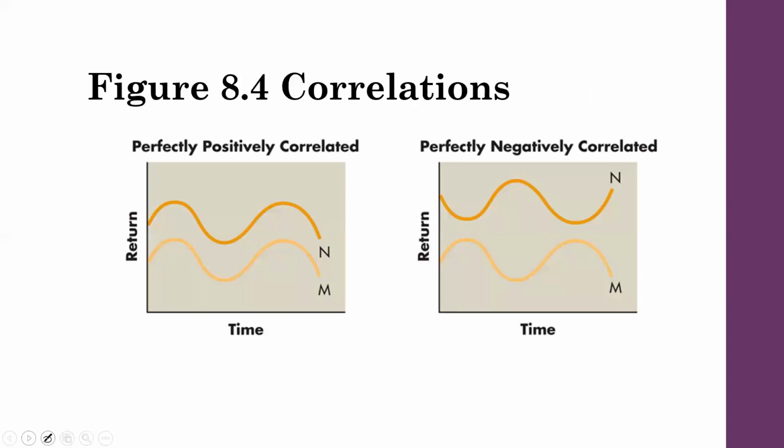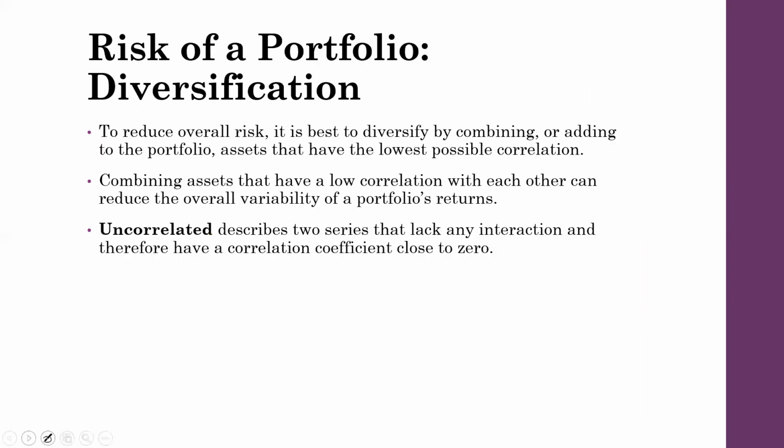So just looking at the graph can tell us how it's correlated. Perfectly correlated, the two stocks are going in the same direction. When they are not going in the same direction, they can have a negative correlation. What does all this mean? To reduce the overall risk, it is best to diversify by adding to the portfolio assets that have the lowest possible correlation. Combining assets that have a low correlation with each other can reduce the overall variability of the portfolio returns.